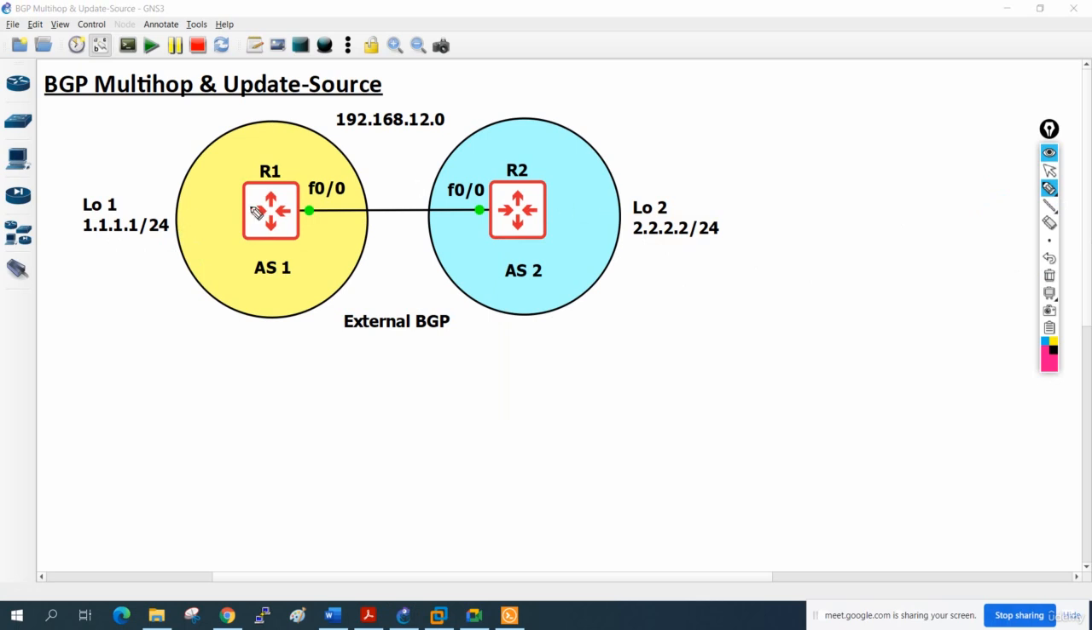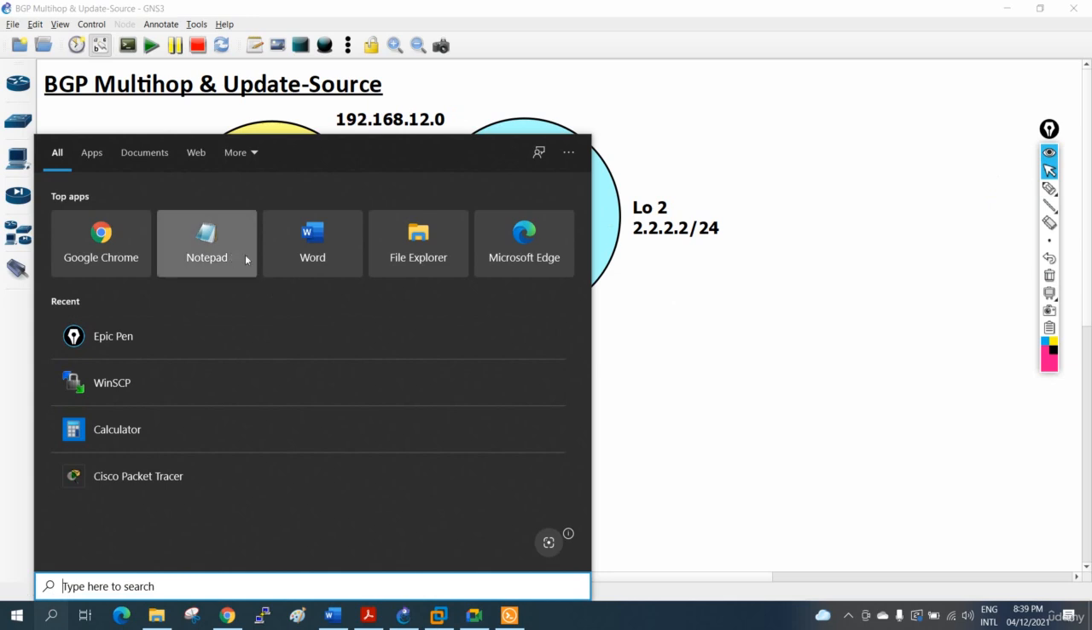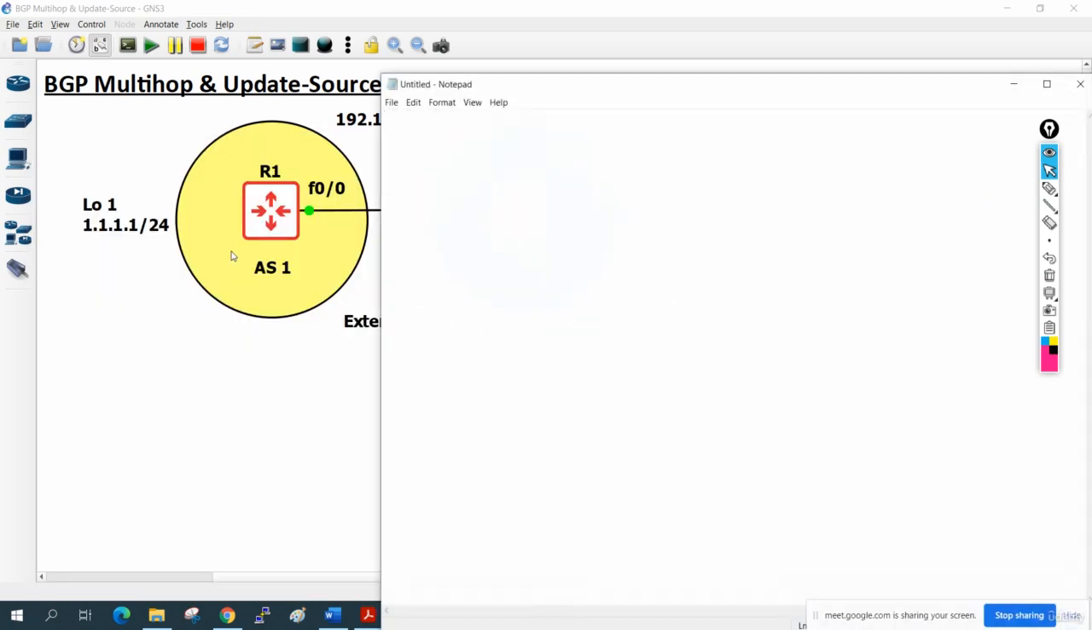So now we are going to make the neighborship from this loopback to this loopback. Okay, so let's do the configuration so you will have the idea. What I will do, I will open the notepad. We will write this configuration in the notepad.